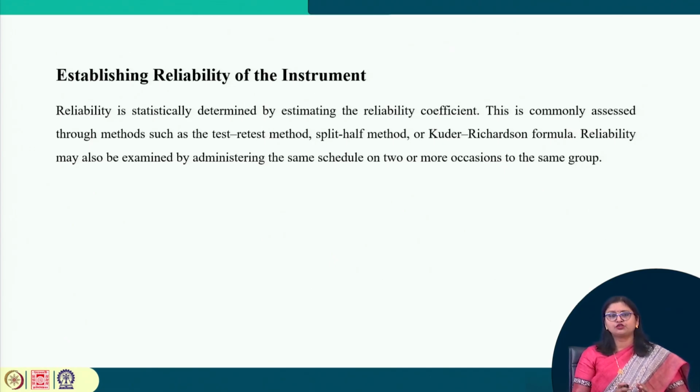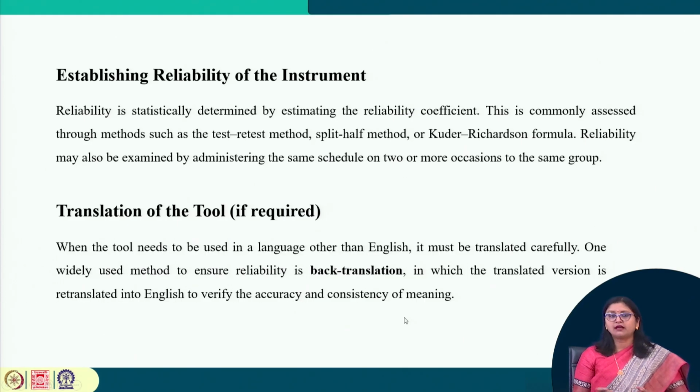We have to remember that in the process of data collection through the schedule, the researcher has to ask the question and the respondent's replies will be noted by the researcher himself. Then, the translation of the tool, if required. When the tool needs to be used in a language other than English, it must be translated carefully. One widely used method to ensure reliability is back translation, in which the translated version is retranslated into English to verify the accuracy and consistency of the meaning.